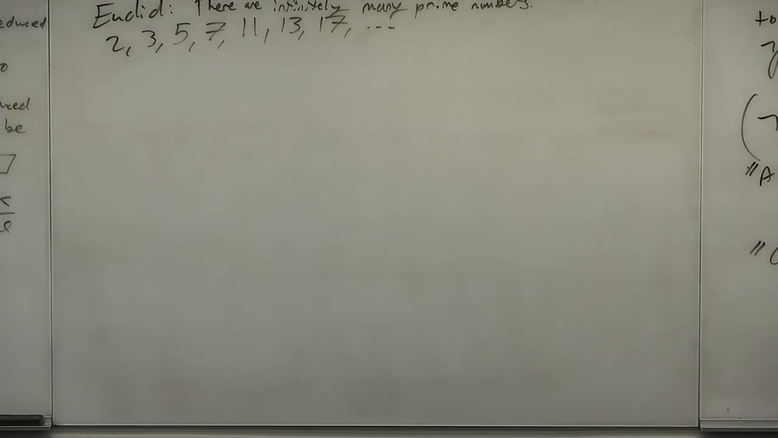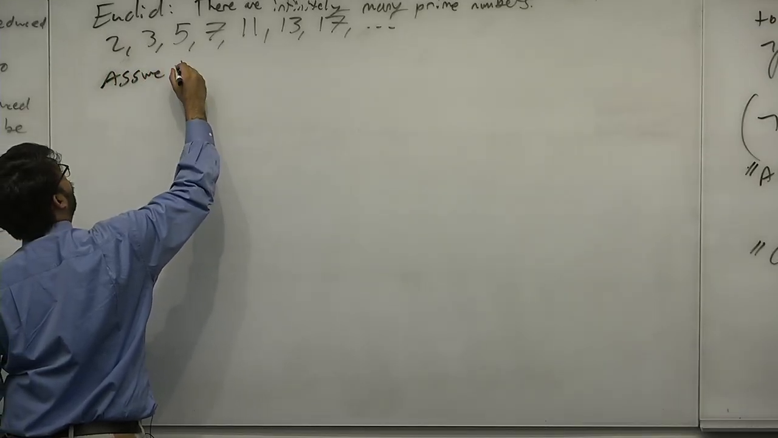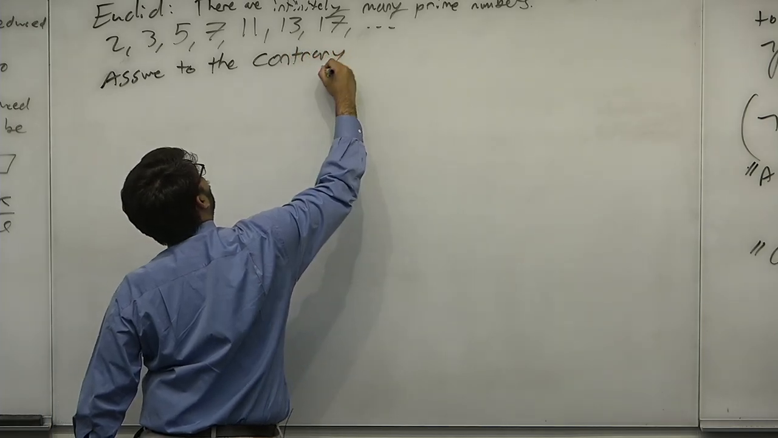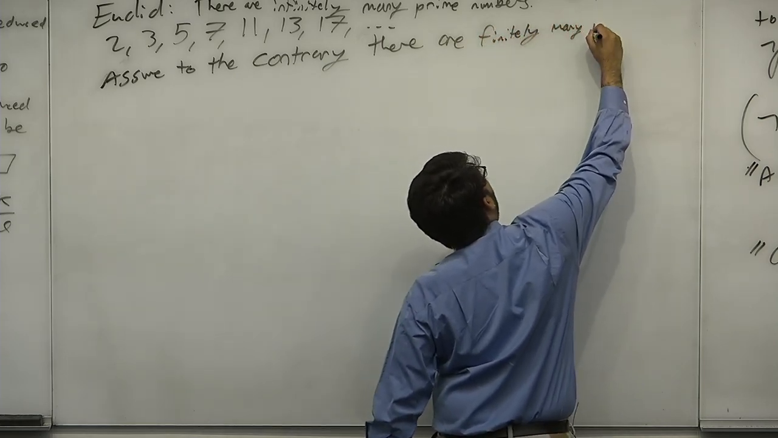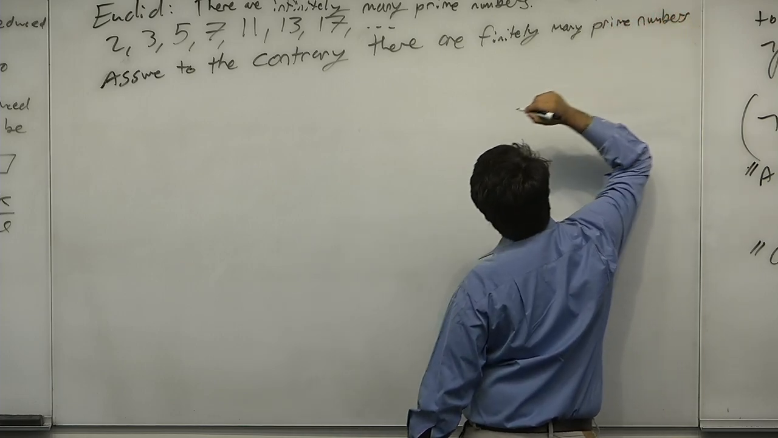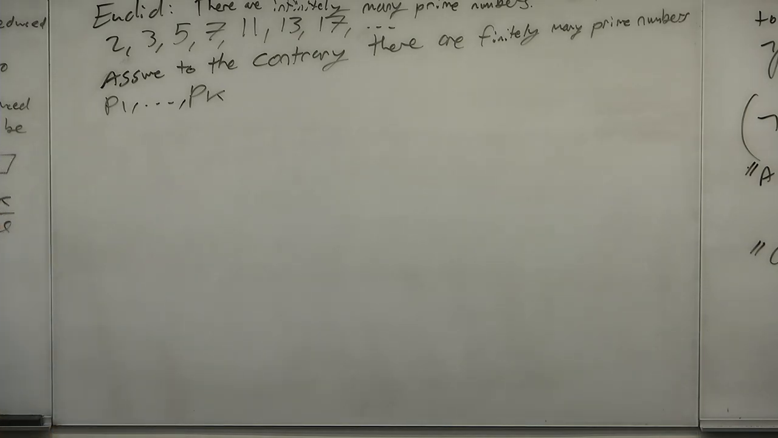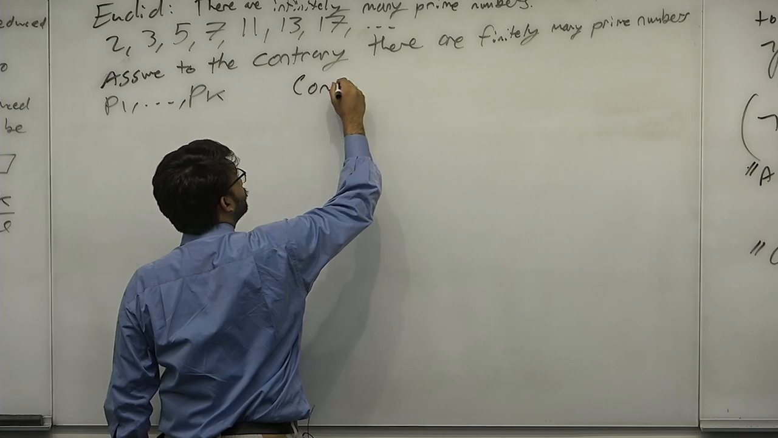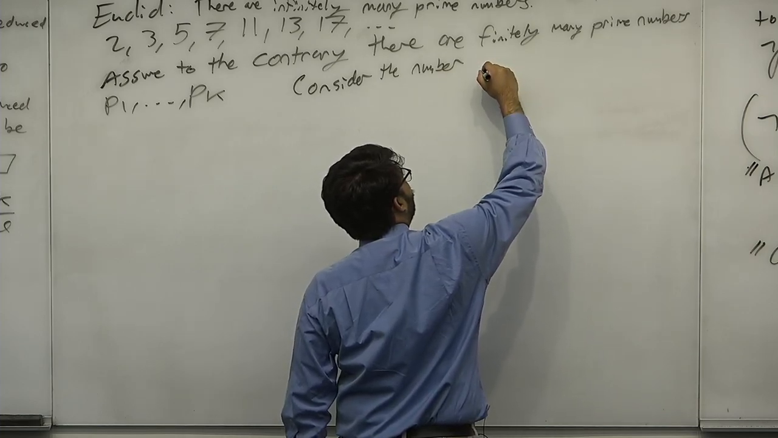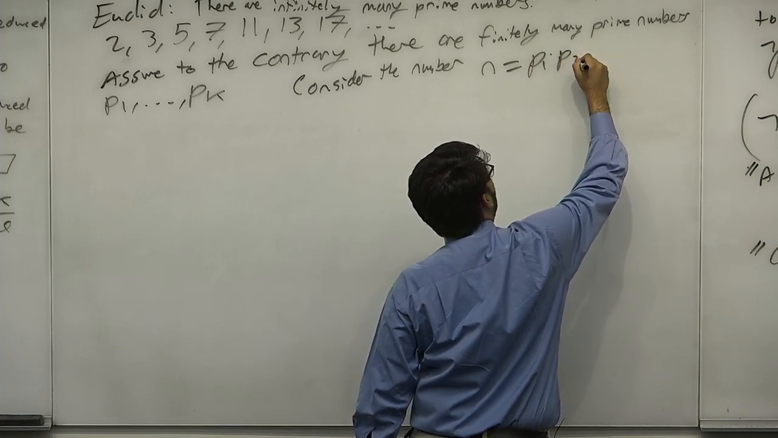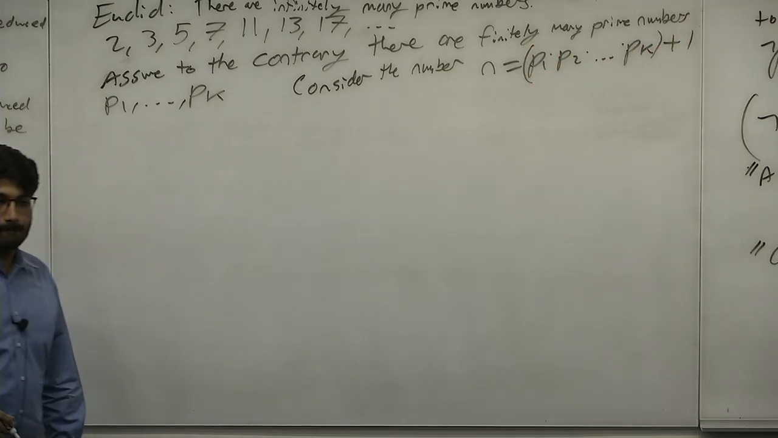The classic proof of Euclid is also a proof by contradiction. So assume to the contrary there are finitely many prime numbers, P1 to PK, right? Consider the number N equal to P1 times P2 times ... times PK, the product of all the primes, plus 1.